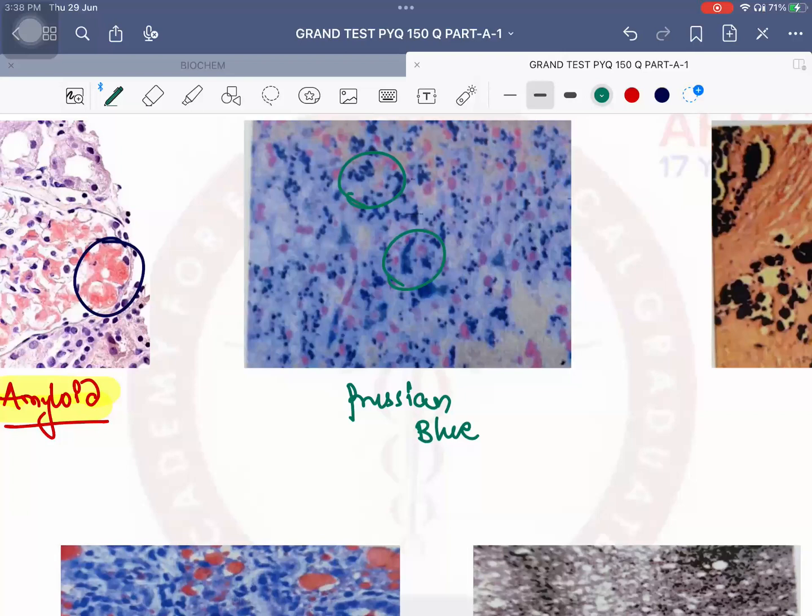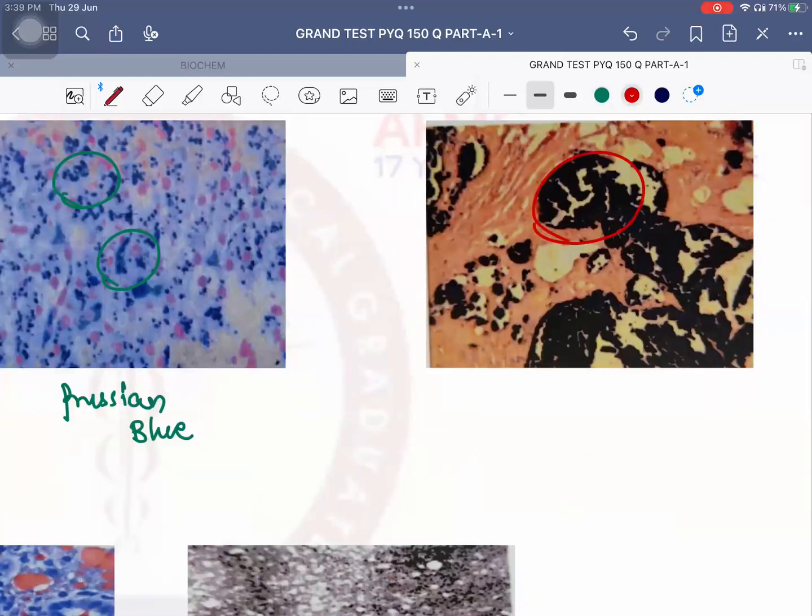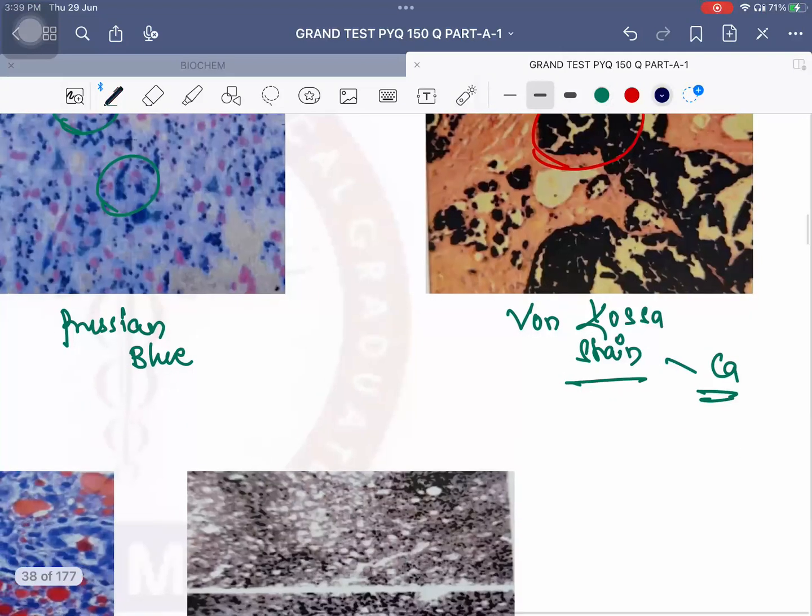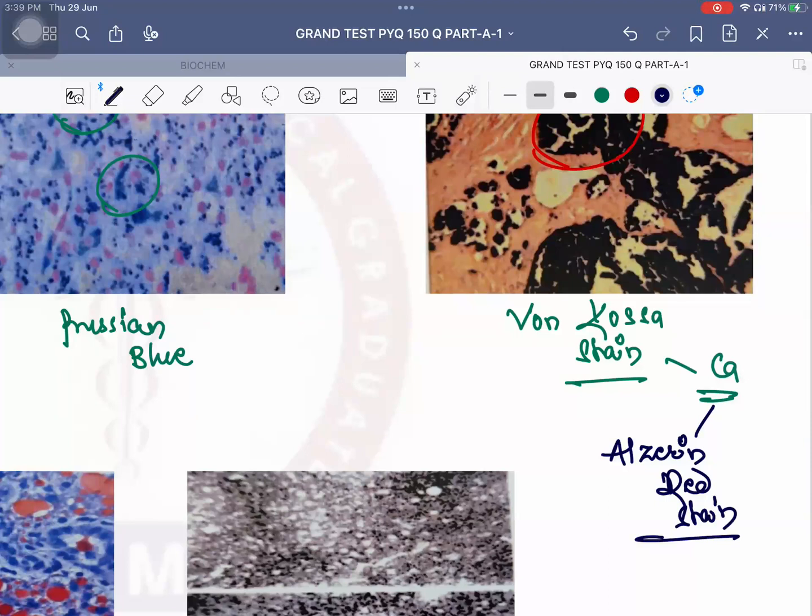Next, this is the calcium, and the stain which makes calcium black is known as von Kossa stain. So von Kossa stain is used for calcium, and it will stain calcium black in color. The stain which will stain calcium red in color is known as Alizarin red stain. Please remember, calcium के लिए दो stain use होते हैं. The one which stains it black is known as von Kossa stain. The one which stains it red is known as Alizarin red stain.